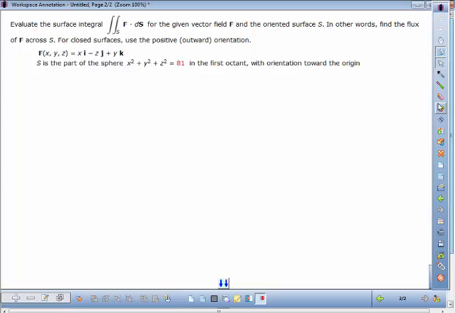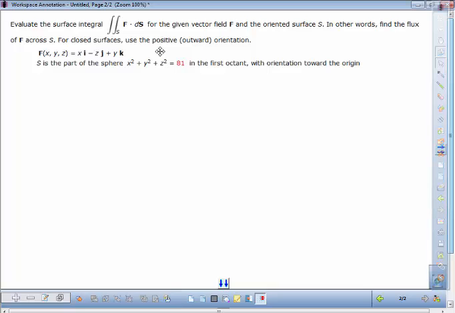All right, evaluate the surface integral. So they call it a surface integral, but the way it's set up, the F is bold-faced, the S is bold-faced, so I would think about this as a flux. So evaluate the flux integral of F across the surface S for the closed surfaces using an outward orientation. So here S is the part of the sphere in the first octant oriented toward the origin.